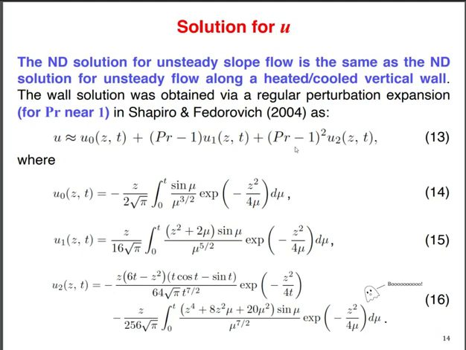When the Prandtl number is 1, that drops out and that drops out, and you get u is equal to u naught, which is that first term here. It turns out that's an exact solution. It's not even an approximation. This is the solution to that problem.